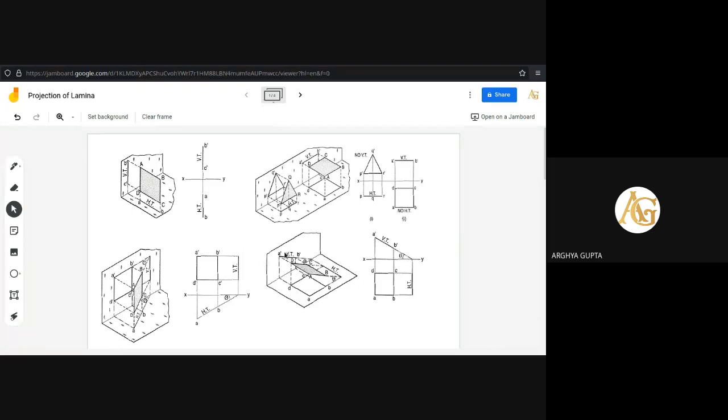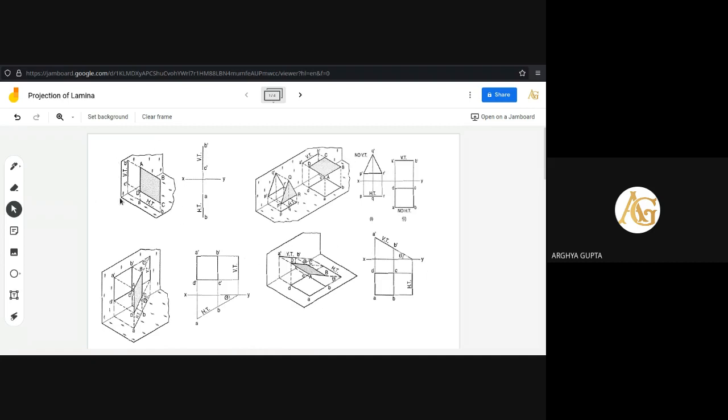Okay, so in this lecture, we are going to start projection of lamina. Firstly, you have to understand what is a lamina. Actually, lamina or surface or area, both the names are same. By example, I can give you: lamina is a piece of paper. The paper has two dimensions, so there is no third dimension. So it can be said as a lamina. So a piece of paper can be said as a lamina.